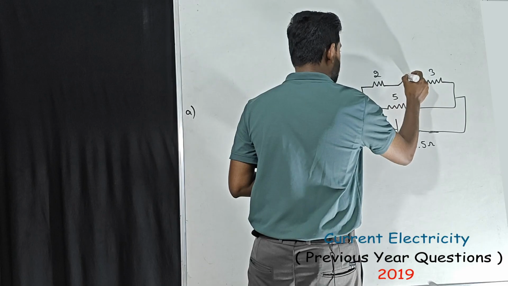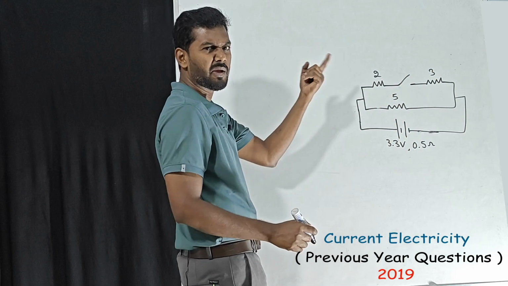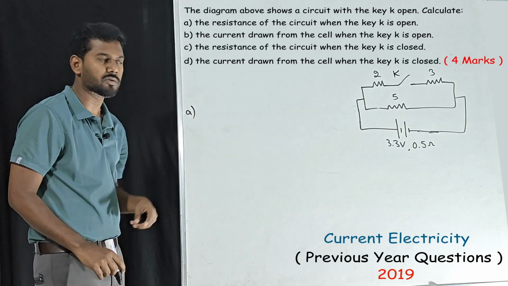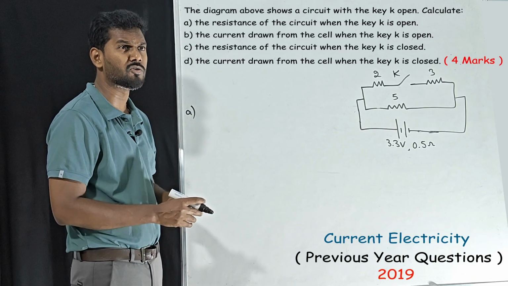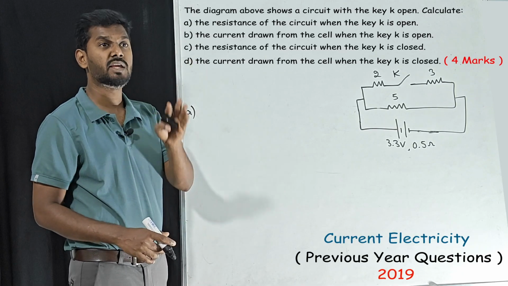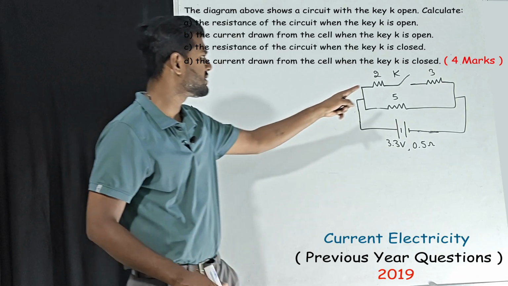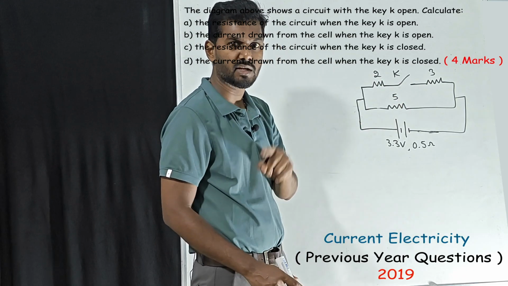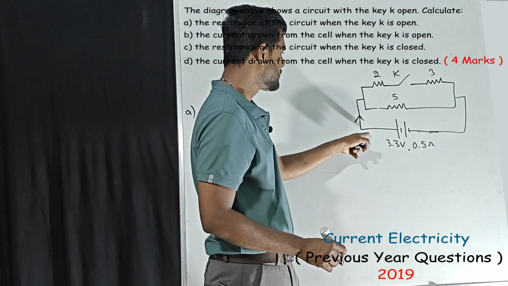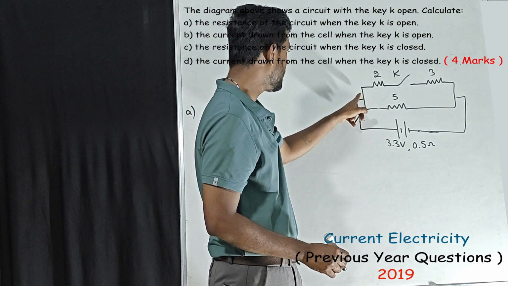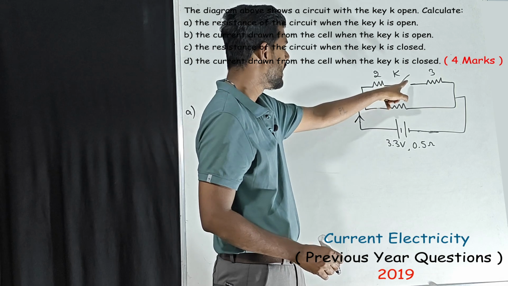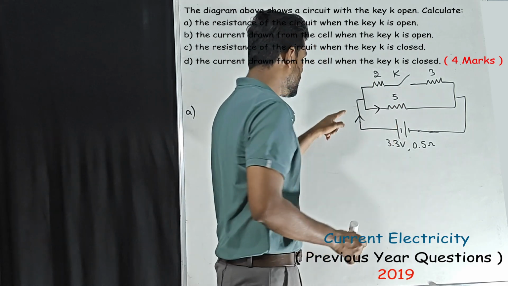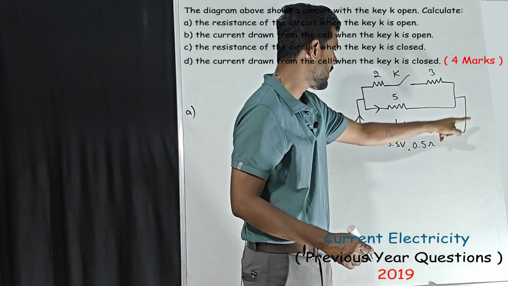Now we'll go to the exact question. Now the key is here, this is not the main key, this is just a key which is placed in the circuit. The question: the resistance of the circuit when the key K is open. When the key is open, in that path the current will not enter. Current goes from here, enters here, but it will not go in this way because the key is open. So current will only enter here, goes like this and comes back.